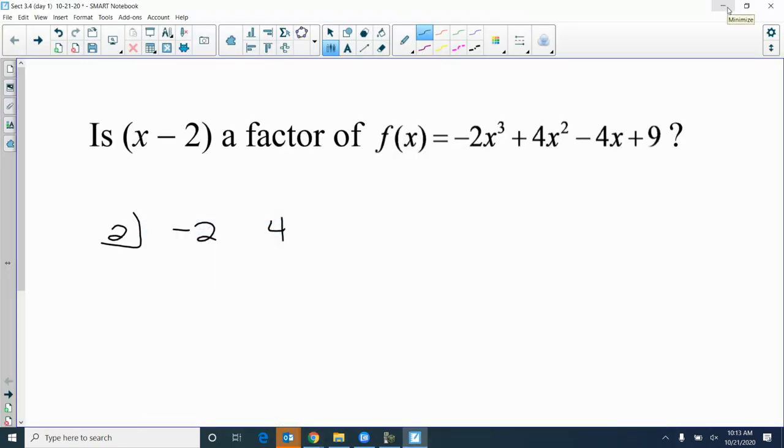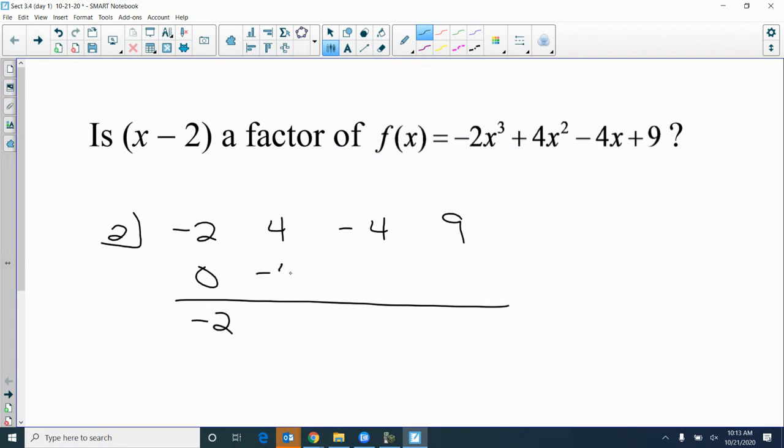All right, so to check and see whether that's a factor, you use synthetic division. -2, 4. What do we got there? -4, 9, 0. -2 times 2 is -4. We do get a 0.